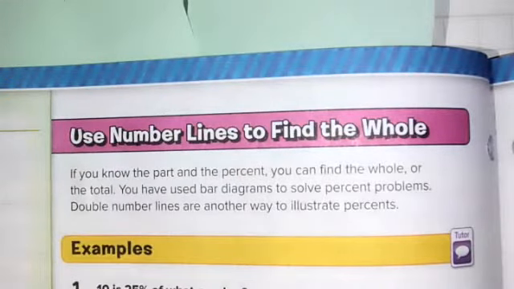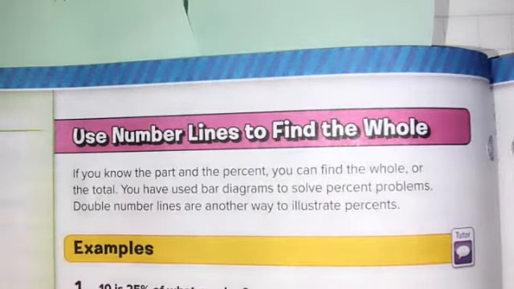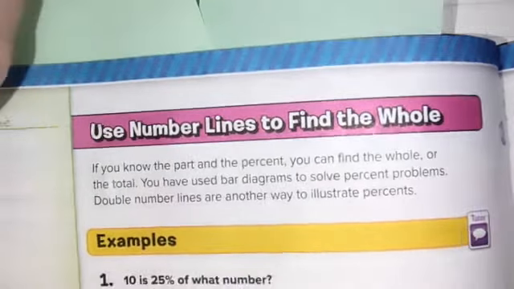If you know the part and the percent, you can find the whole or the total. You have used bar diagrams to solve percent problems. Double number lines are another way to illustrate percents. Number one and two are completely done for us, these examples. So let's take a look at them.